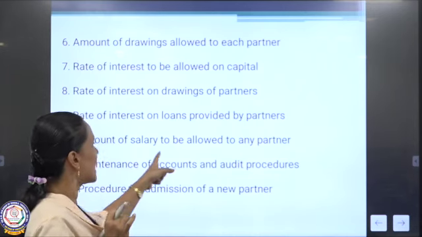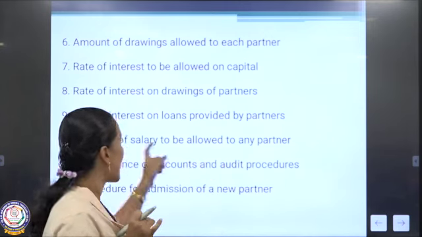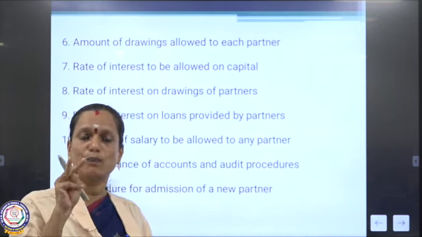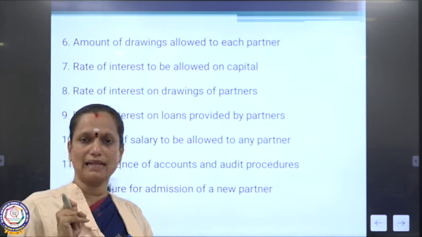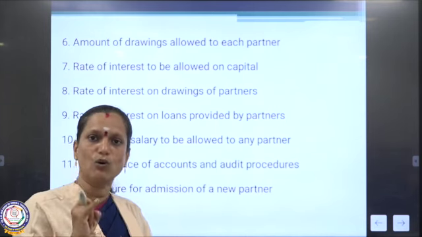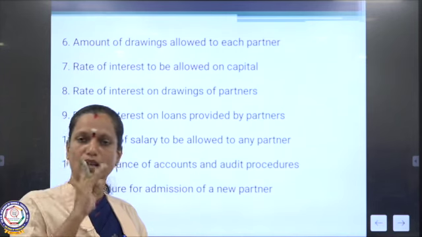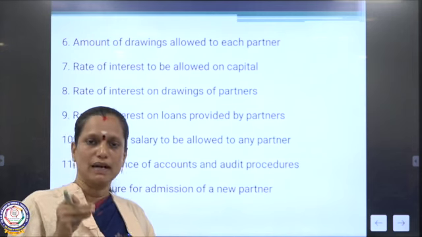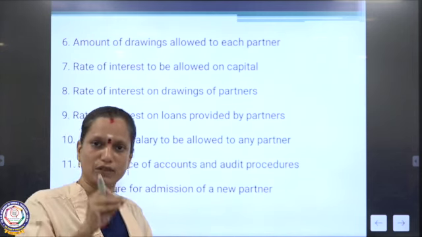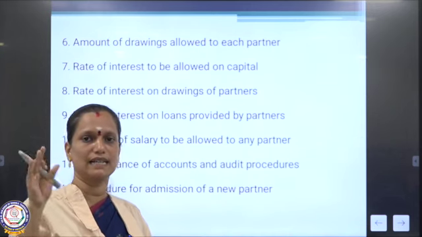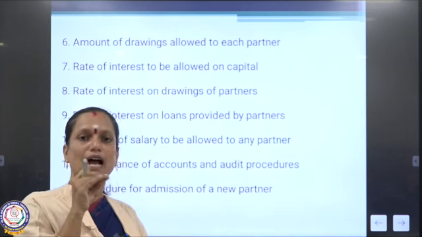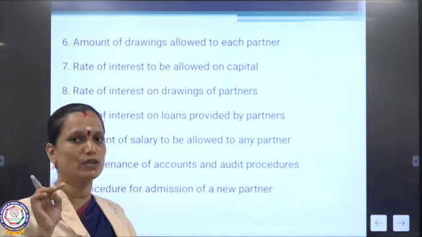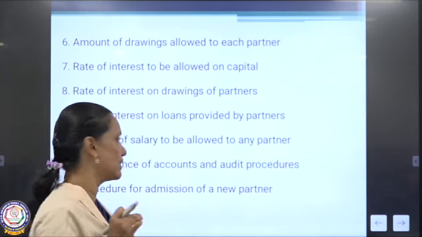And then the amount of salary to be allowed to any partner. See, I already said two partners are sleeping partners and one partner is an active partner. That active partner alone will work in the business. He is doing all the maintenance work, all the accounts work, whatever work there is. So, monthly we have to pay salary for that work. Sharing the profit or loss is different, but we have to pay the salary to that partner. That also we should mention in the content itself.